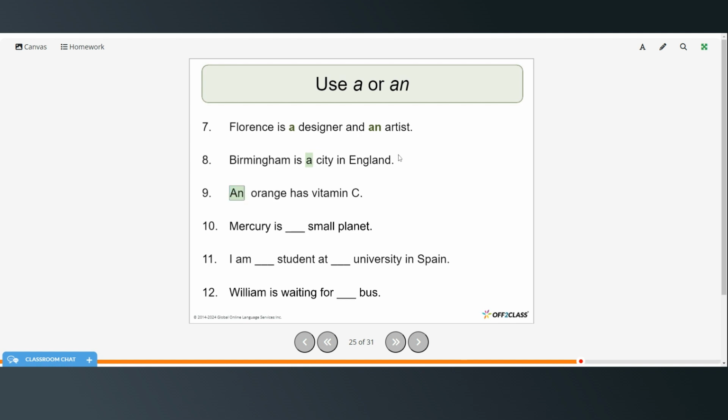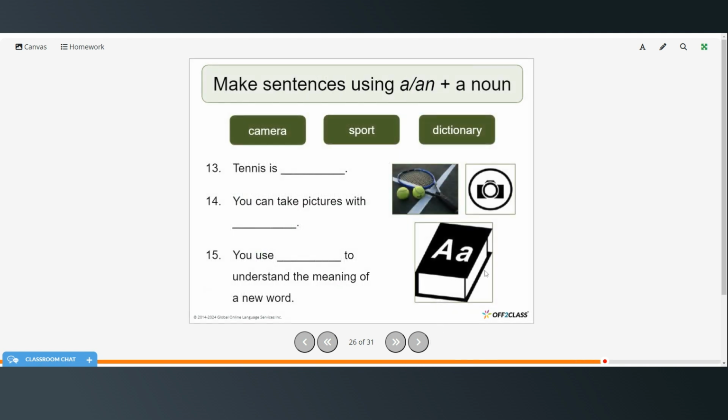An orange has vitamin C. Mercury is a small planet. I am a student at a university in Spain, because again, remember university, even though it's a U, it has that Y sound. And William is waiting for a bus. All right, here are a few more. Again, try these on your own, pause the video, and then restart when you're ready to check your answers.